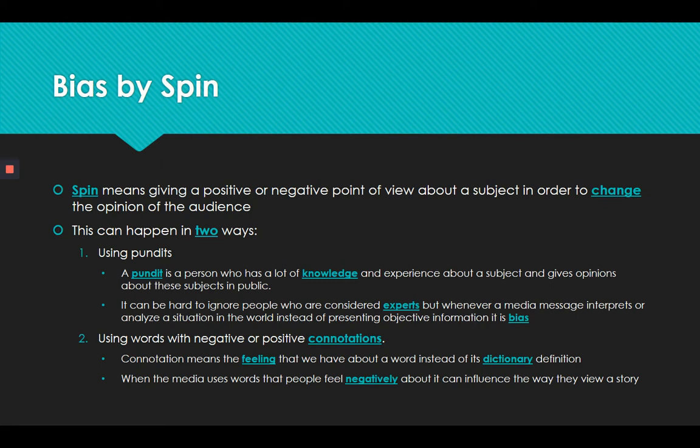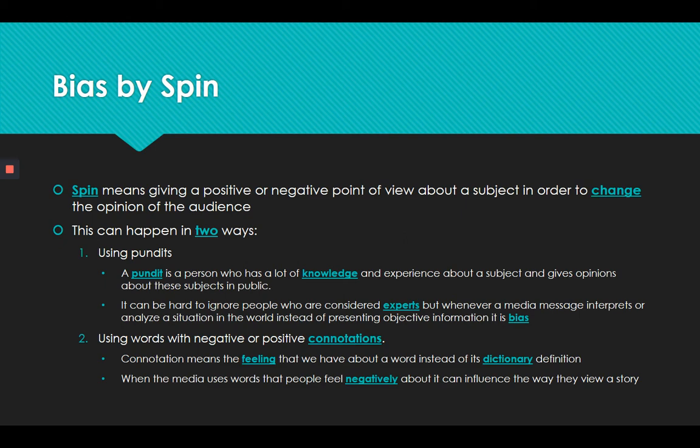The last type of bias is spin. Spin gives a positive or negative point of view about a subject in order to change the opinion of the audience. And this can happen in two ways. The first is using pundits.